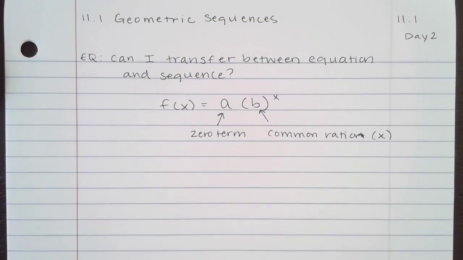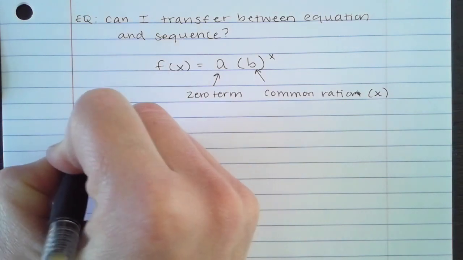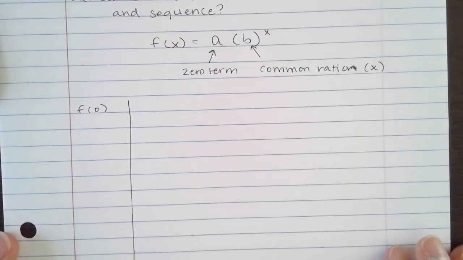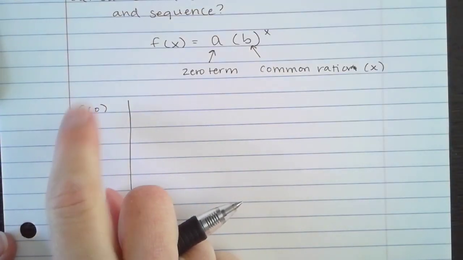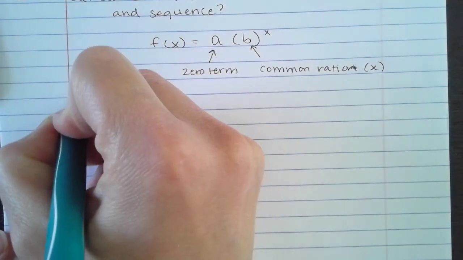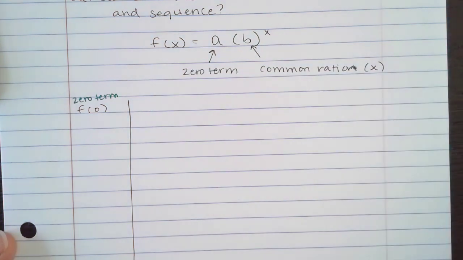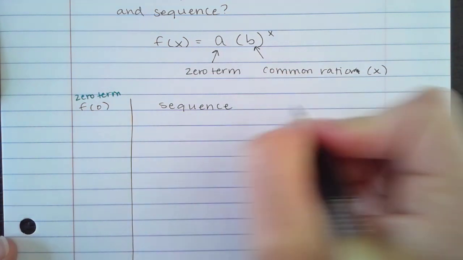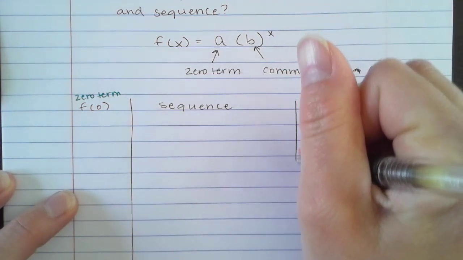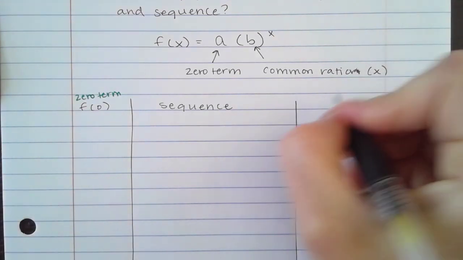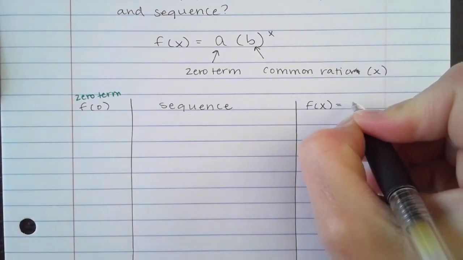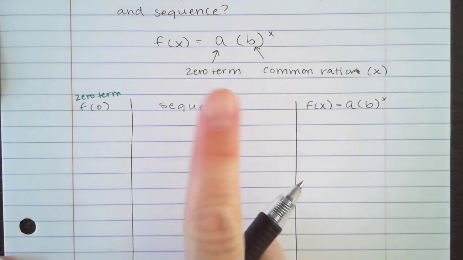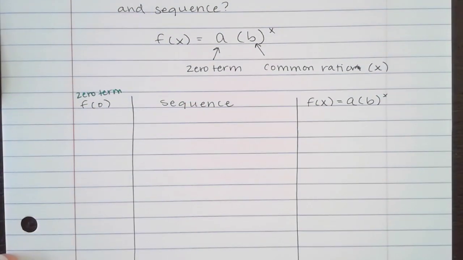Now let's see if we can actually go between them. For today's assignment and following assignments, you're going to see these, I don't know what to call it, like a grid maybe. So the first thing that you're going to see is f of 0, which, if you remember, is your zero term. So you're going to put your zero term here. You're going to put your whole sequence here. Maybe the sequence might even be given to you, and that will be there. And then finally, in the last column of our grid, will be the actual function or the equation. So sometimes the equation will be given to you, you got to find the sequence. Sometimes the sequence will be given to you, you got to find the function.